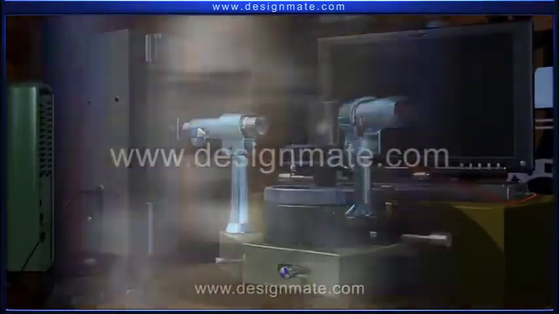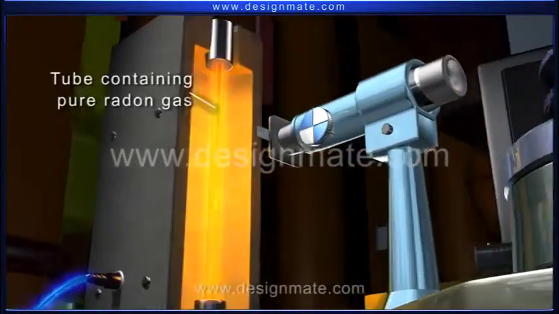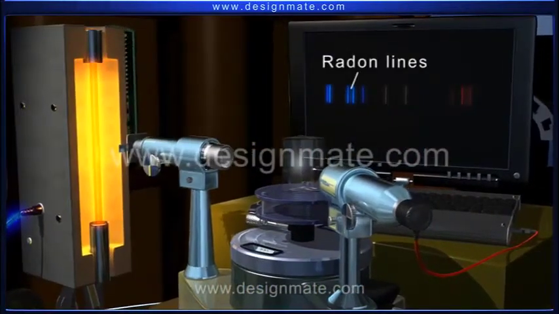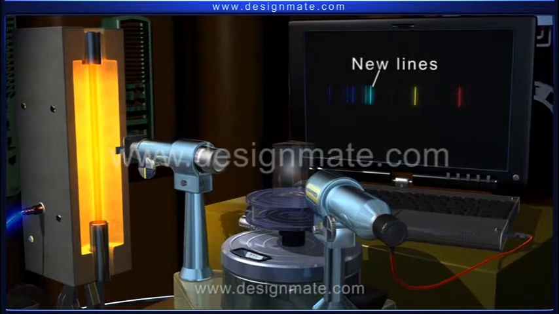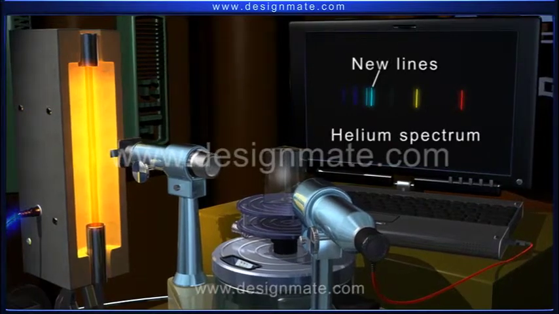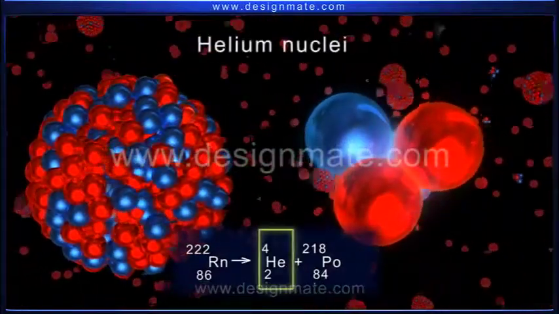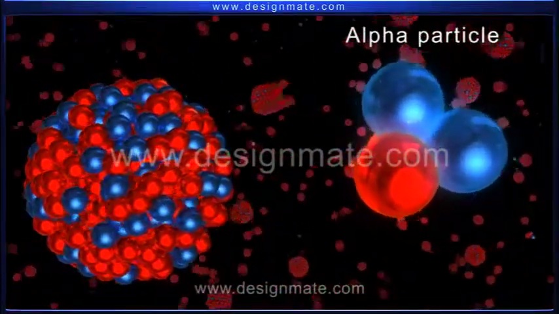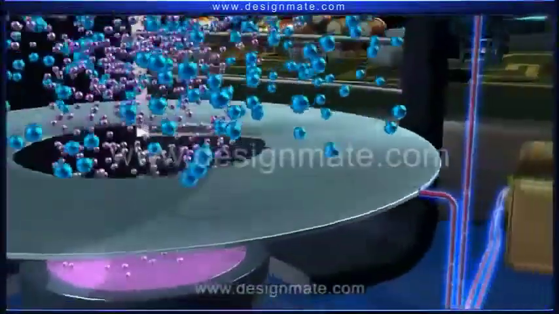This identification was made by Rutherford and Royds in 1909, when an electric discharge was initiated in a tube containing pure radon gas. Initially, only characteristic radon lines appeared in the spectrum. After a few days, the radon lines started fading, and new lines started appearing and growing brighter. These new lines were identified as helium spectrum. Hence, it was concluded that the radiation from radon gas was from helium nuclei. These helium nuclei were later named as alpha particles. The emission of alpha particles is efficiently used in the instruments like smoke detectors.